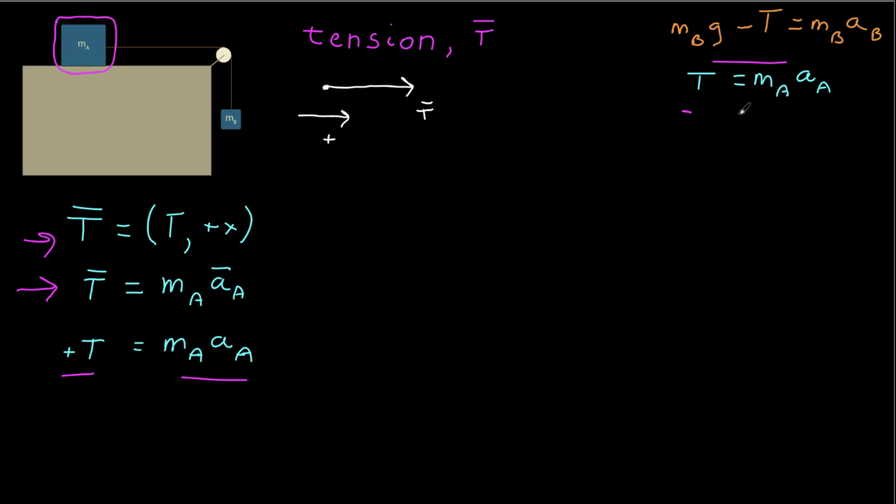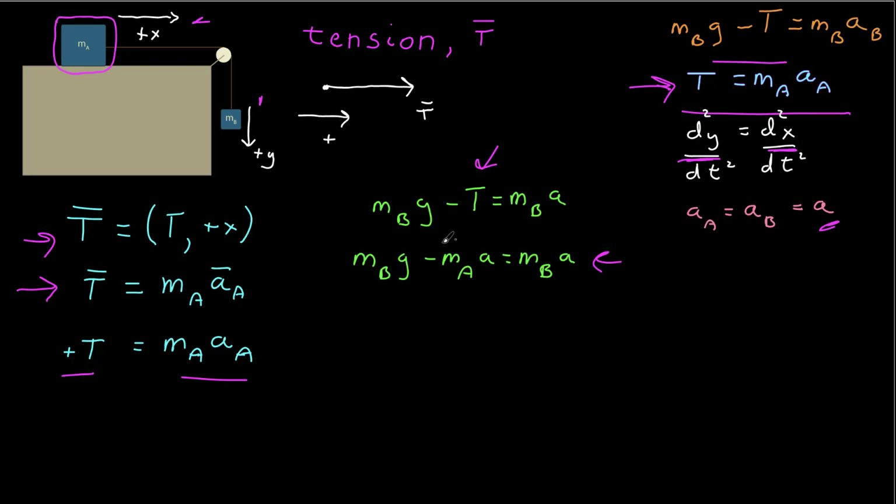So now I have two relationships, but I have three unknowns. There's the tension and the acceleration of A and the acceleration of B. Is there context from the problem itself that can give me a relationship between A and B? They are connected by a string, and our string model says that the string doesn't change length. So the length between m_A and m_B is always the same.